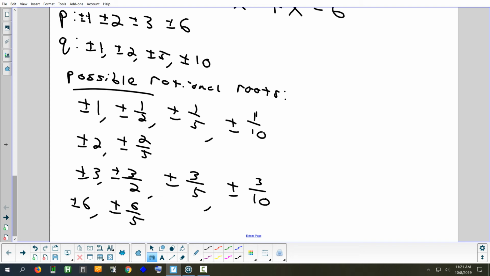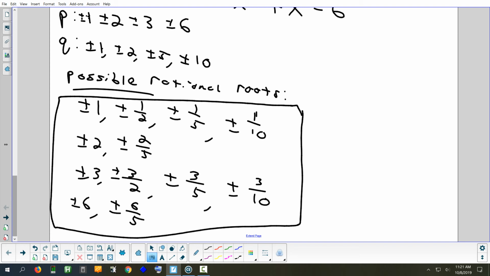6/10, which is 3/5. So, if this graph crosses the x-axis at a rational number, it has to be one of these. It cannot cross the x-axis anywhere else that's a fraction. It has to be in that list if it crosses where you can write it as a fraction. Maybe it crosses where you can't write it as a fraction, and none of these are even right.